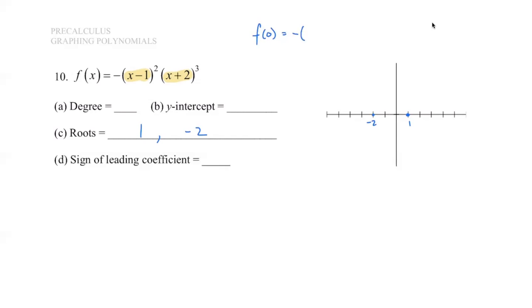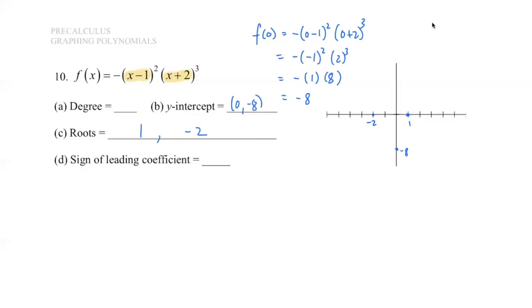Some students last year, when they were finding the y-intercept, somehow forgot that there's a negative sitting in the front, so please don't. Okay, so we have negative 1 squared, we have 2 cubed, so we have negative 1 times 1, and then we have an 8, so that's a negative 8. Okay, negative 8 right here, so 0 comma negative 8.